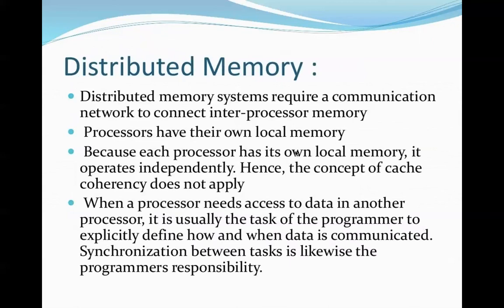Distributed memory systems require a communication network to connect inter-processor memory. Each processor has its own local memory and operates independently. Hence, the concept of cache coherency does not apply. When a processor needs access to data in another processor, it is usually the task of the programmer to explicitly define how and when data is communicated. Synchronization between tasks is likewise the programmer's responsibility.